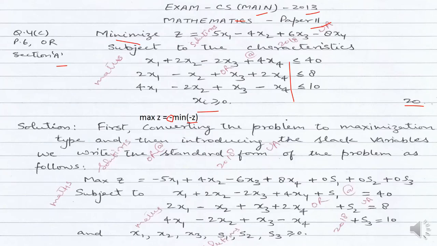Subject to the constraints: x1 + 2x2 - 2x3 + 4x4 + s1 = 40, when we added this slack variable s1 on the left hand side. Second, 2x1 - x2 + x3 + 2x4 + s2 = 8, where s2 is the slack variable for the second constraint, and 4x1 - 2x2 + x3 - x4 + s3 = 10. x1, x2, x3, x4, s1, s2, s3 are greater than or equal to 0.